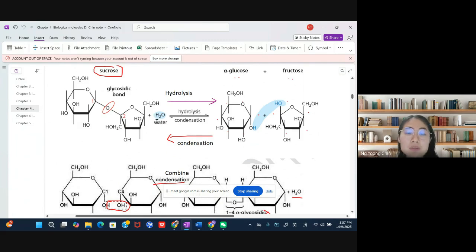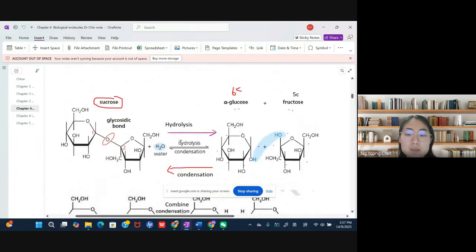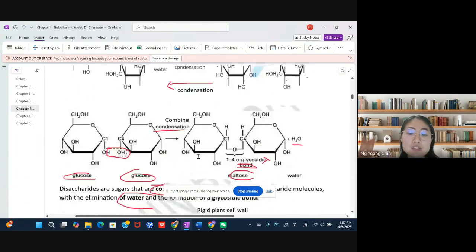So this water molecule will split the bond. You can see there's a glycosidic bond combining these 2 molecules together. So it will break down this bond, and they become separate units of the monomer. So this is hydrolysis. If you want to separate them, you use water to split them, so it's known as hydrolysis. If you want to combine them together, it's known as condensation. That's all.